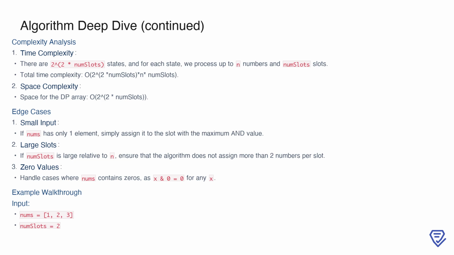When dealing with edge cases, several scenarios need to be considered. For small inputs, such as when nums contains only one element, the solution simply involves assigning the number to the slot that yields the maximum AND value. For cases where numSlots is large relative to n, we must ensure that the algorithm adheres to the constraint of no more than 2 numbers per slot. Additionally, we must handle cases where the array nums contains zeros, as the AND operation with 0 always results in 0. For example, given the input nums equals 1, 2, 3, and numSlots equals 2, the algorithm must calculate the best possible assignments while respecting these constraints.